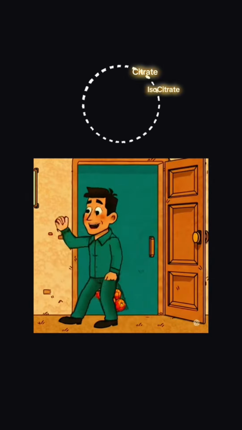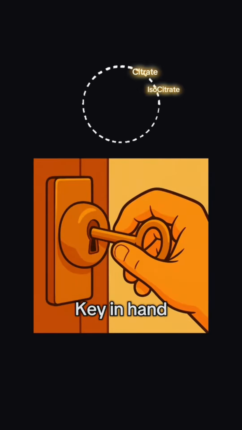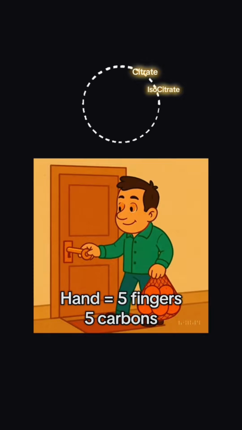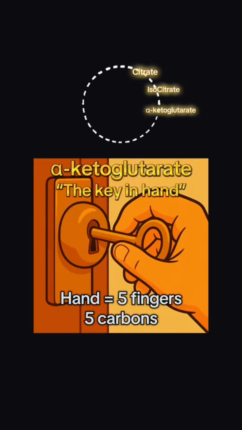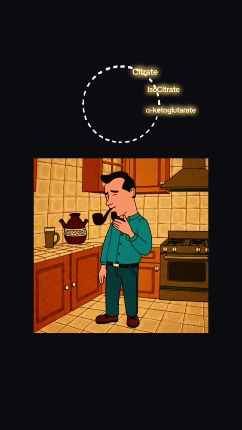Now the man needs to get into his house, so he grabs his key in his pocket using his hand. The hand holding the key has 5 fingers, which reminds me of 5 carbons holding a key, and the key represents alpha-ketoglutarate.